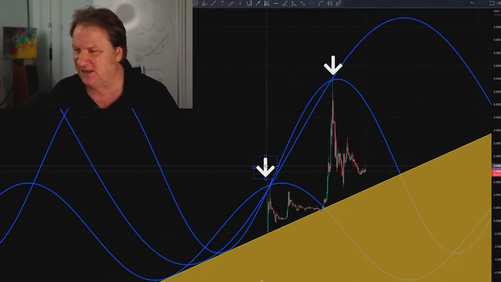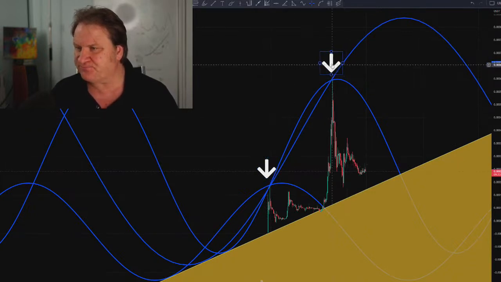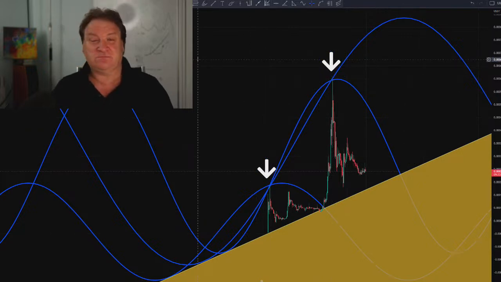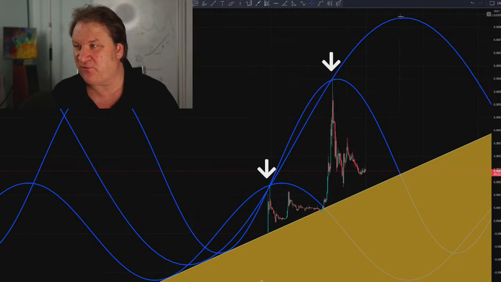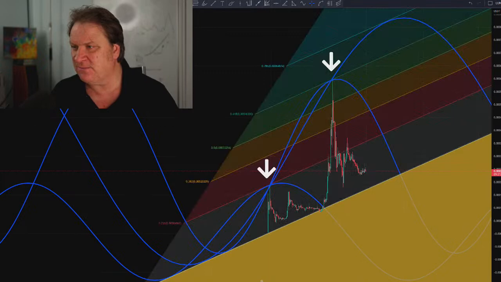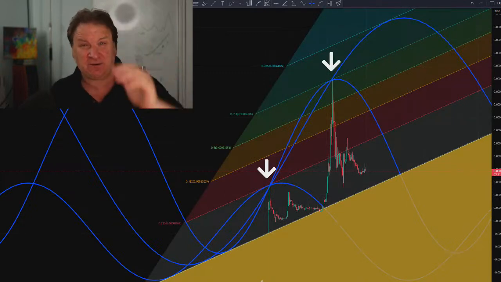Now, interestingly, look how all the lines converge there. All right, so let me show you how to work out exactly where the next peak is. So we've got a crest here. So I then bring in my fib channel, and look at that, the fib channel.